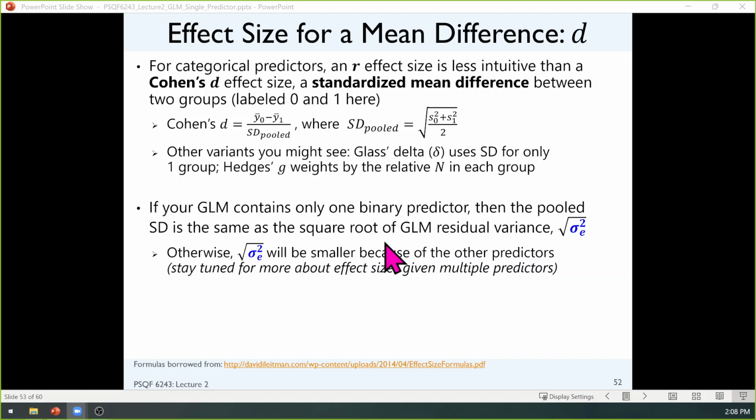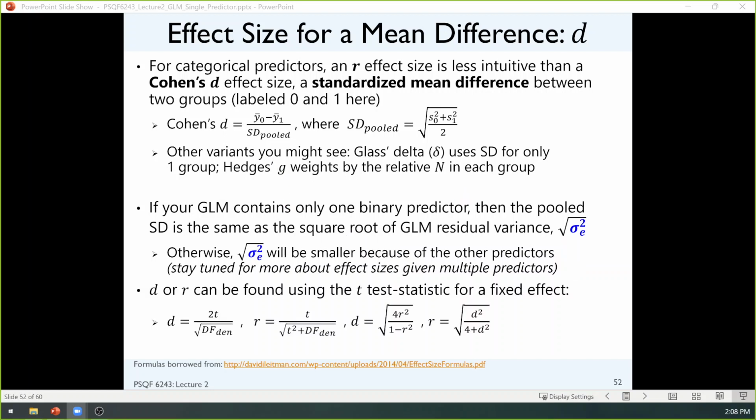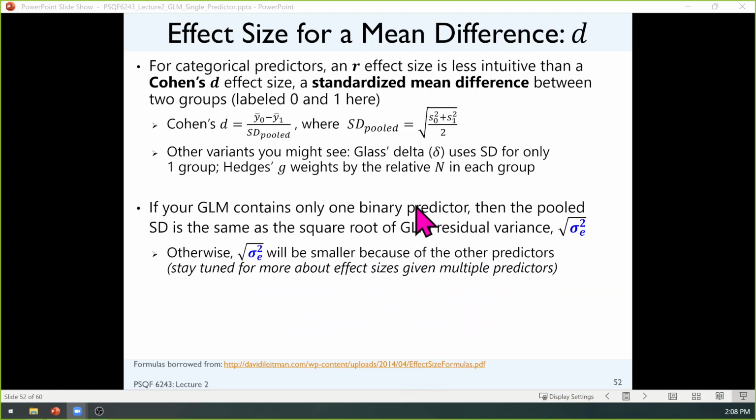So here's one. This is Cohen's d. That is a standardized mean difference. So the units of d are in standard deviation units. For example, last week we looked at the difference in predicted income between people who are married versus not married, and we can express how large that difference is in d units, how many standard deviations apart are the two group means. That's one way to do it. The other one is r down here.